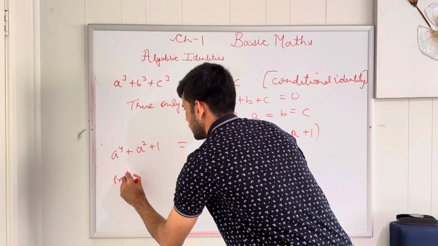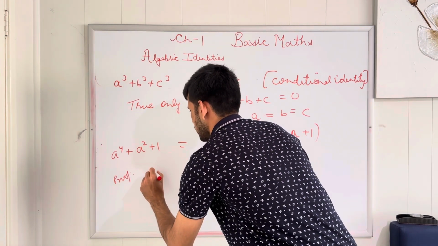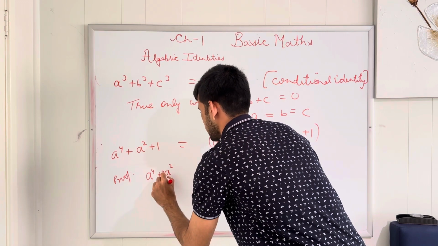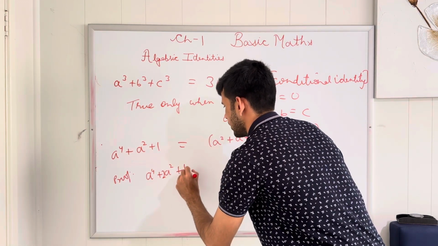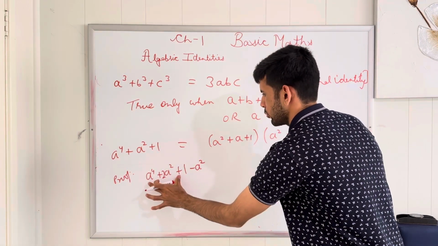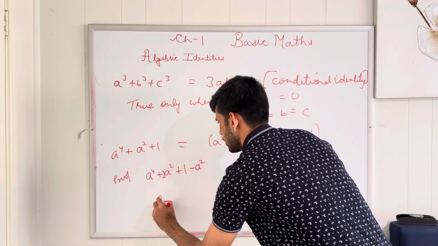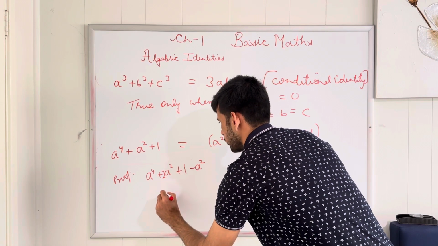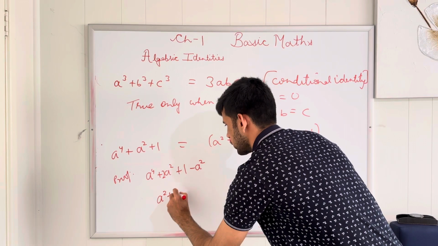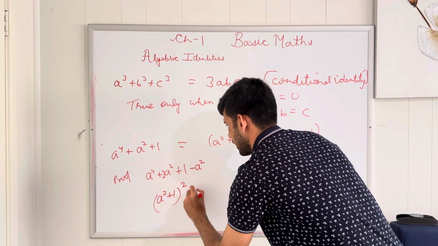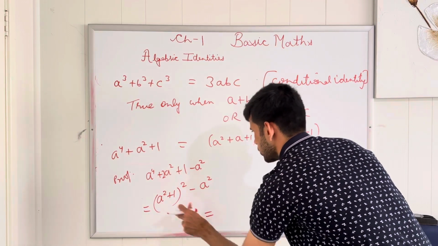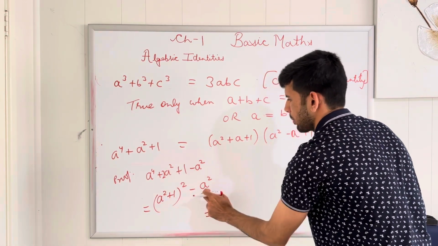So the proof is a to the power 4 plus a square. I'm just making it 2a square plus 1 and minus a square. Okay, so I'm just adding a square and subtracting a square. And now if you look at it, this is just a to the power 4 plus 2a square plus 1, which is a square plus 1 whole square and minus a square, which is again equal to this whole term, p square minus q square.